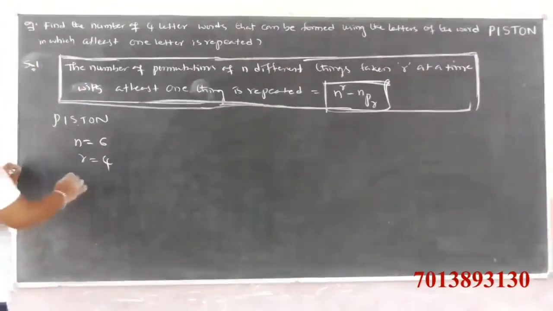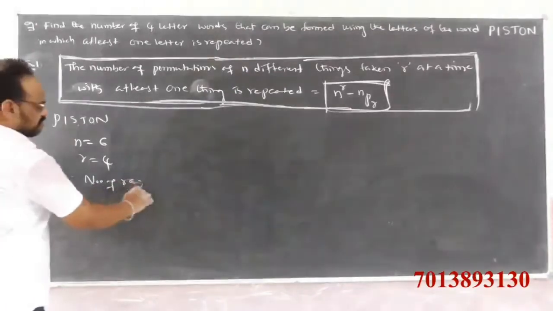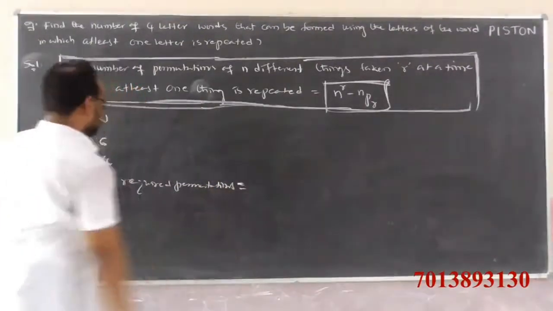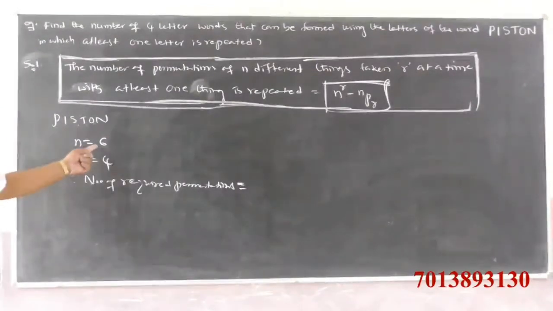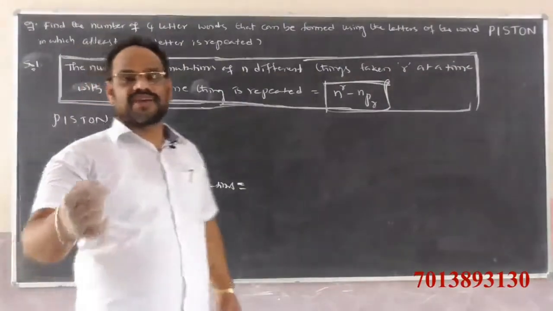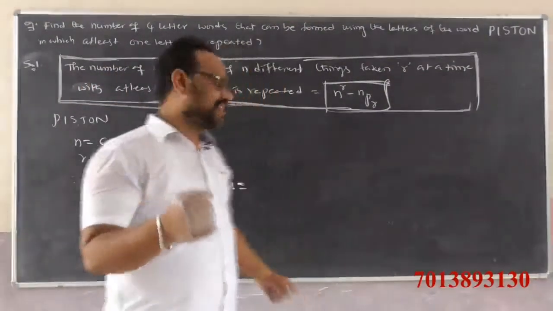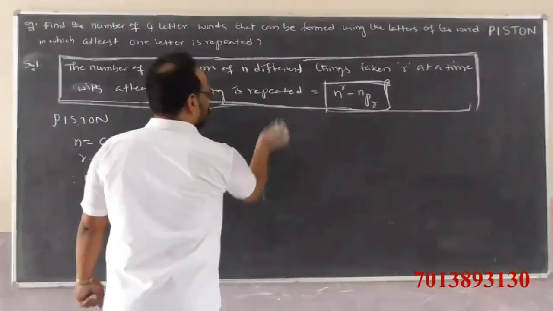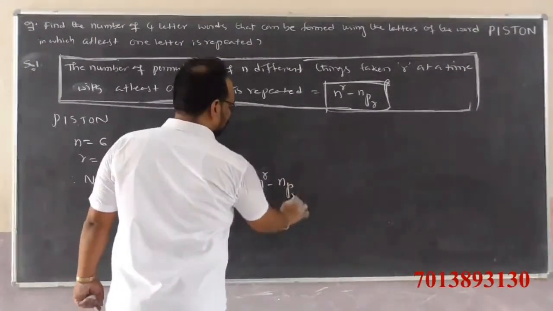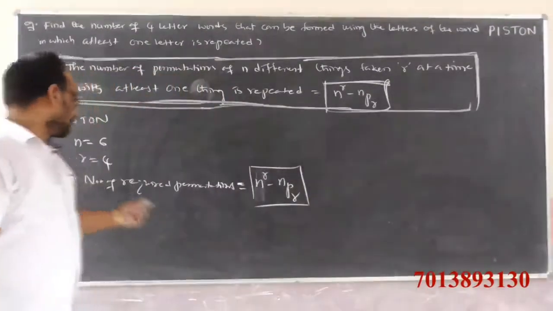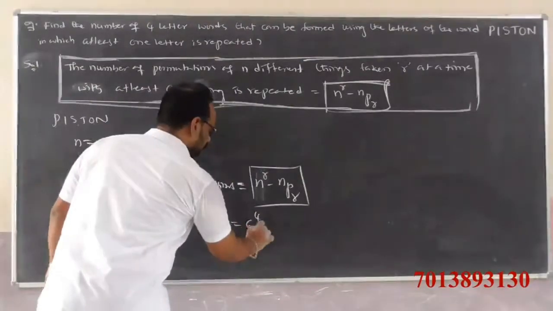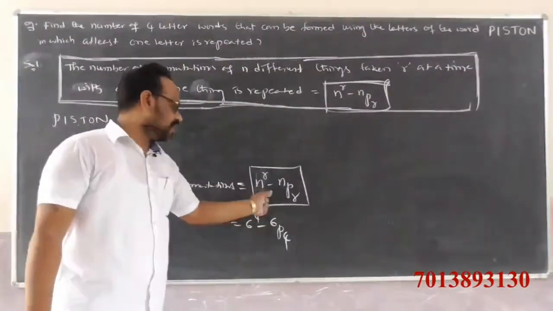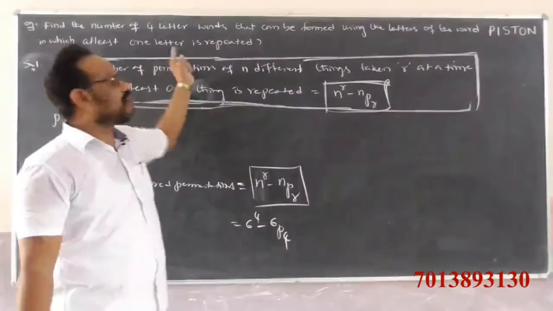So the number of required permutations is equal to the number of permutations of n similar things taken r at a time when repetition is allowed, which is 6 power 4. Or rather, the right formula is n power r minus nPr. What is the value of n here? Clearly, 6 power 4 minus 6P4. When we use this formula, it means at least one letter is repeated.